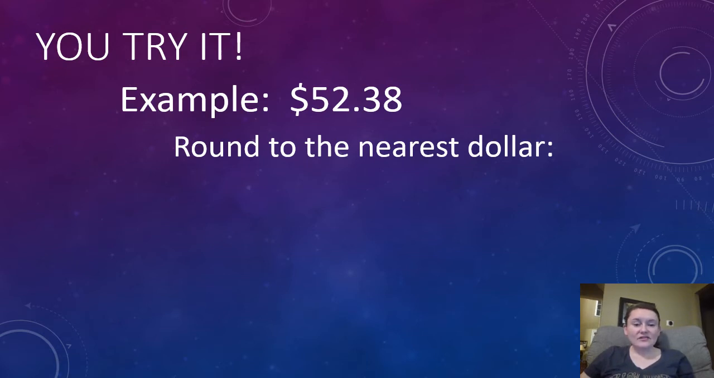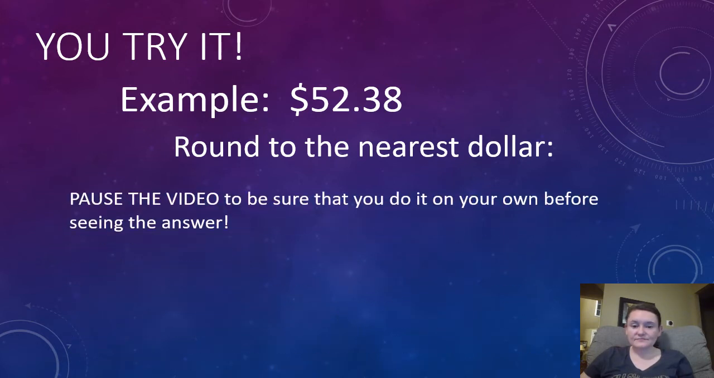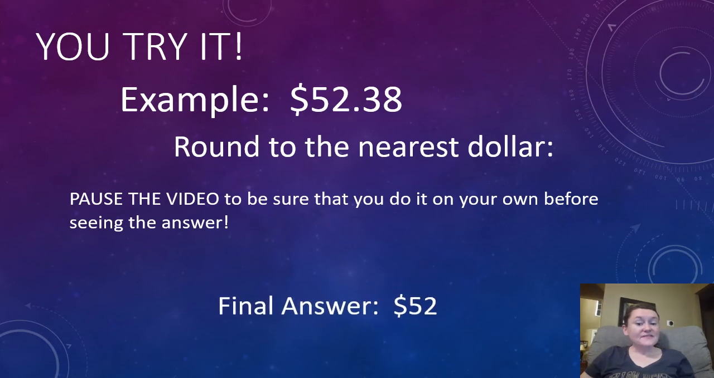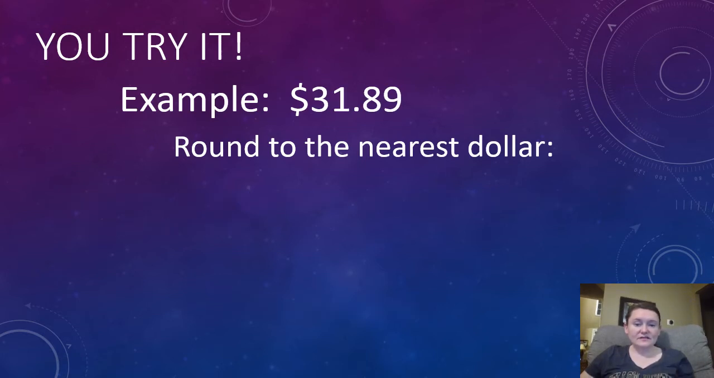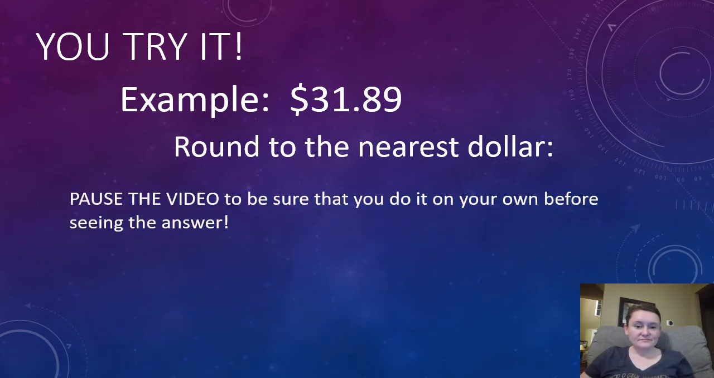Round to the nearest dollar, $52.38. You should get $52 because the number after the decimal point was smaller than 5, so this stays $52. Round to the nearest dollar. You should get $32 because the number after the decimal point was bigger than 5.